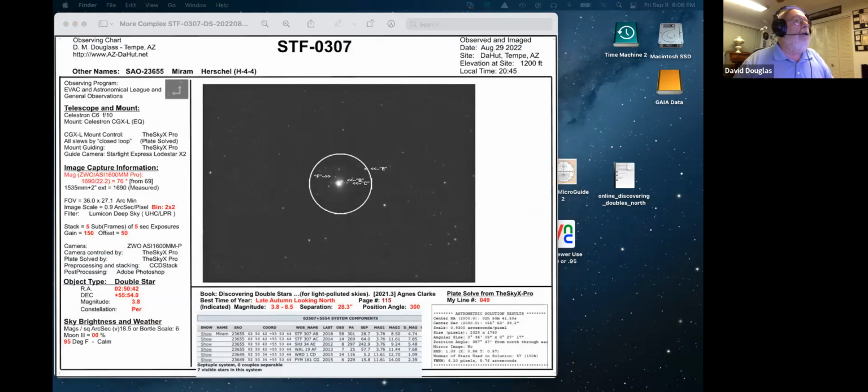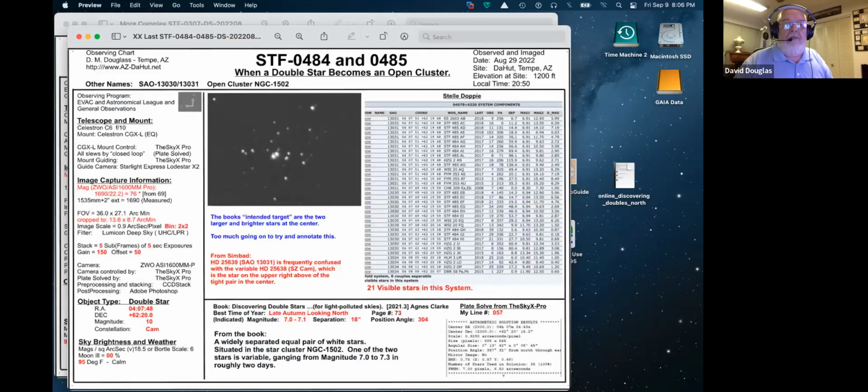Okay, so different kinds of double stars. Here's another one. Oh, wait a minute. Now, is that a double star or is that an open cluster? It happens to be both. This is a fully classified double star. That's what you're looking at. All of the objects in there.